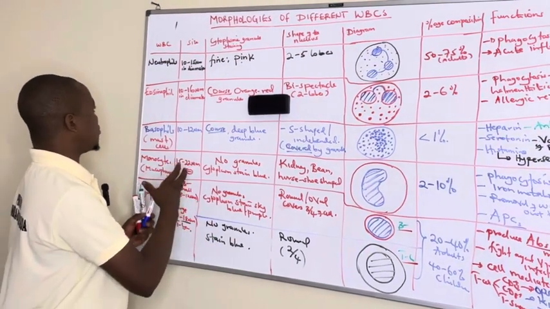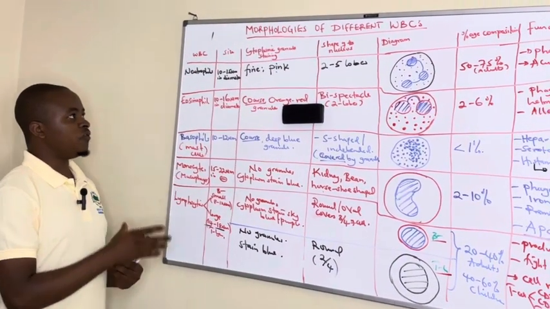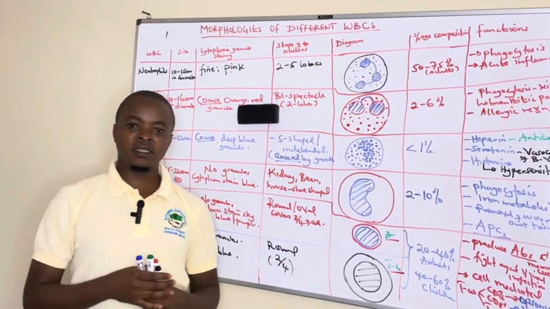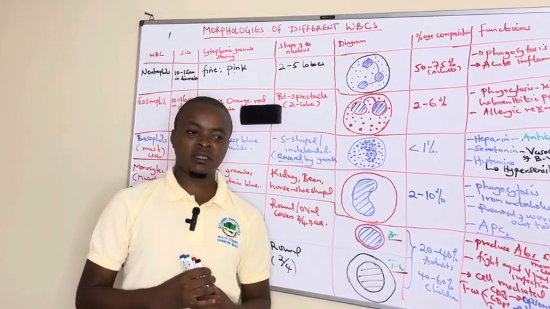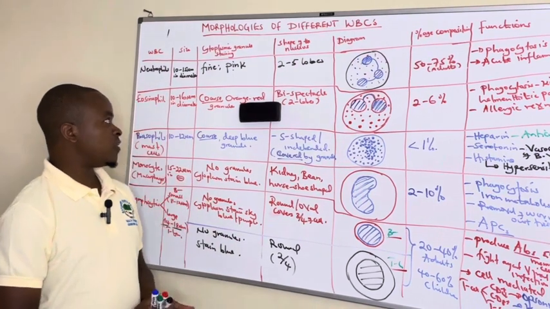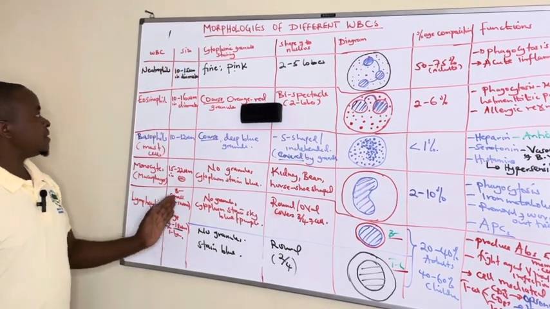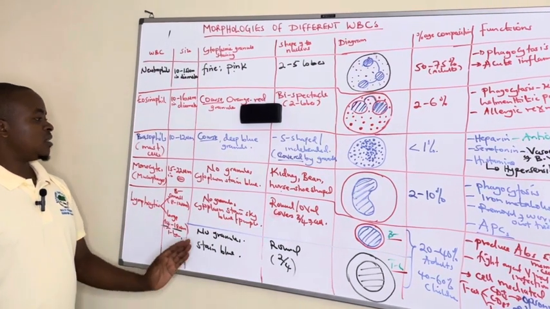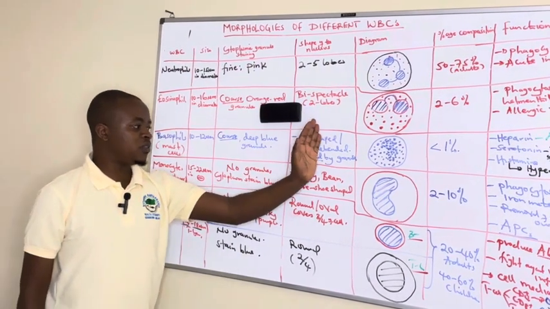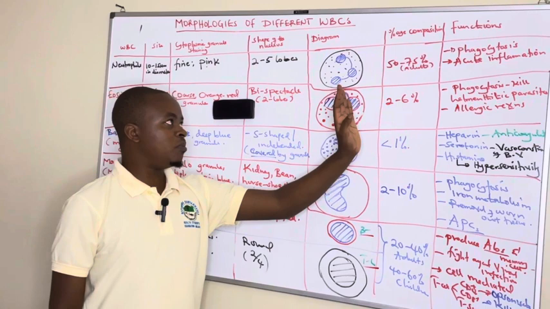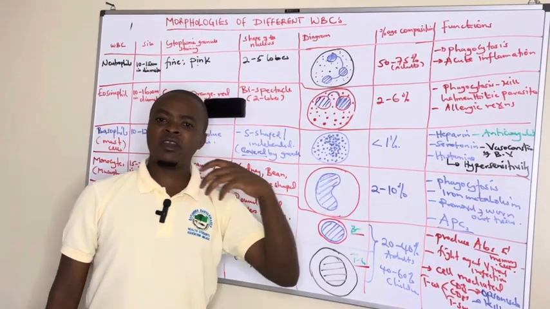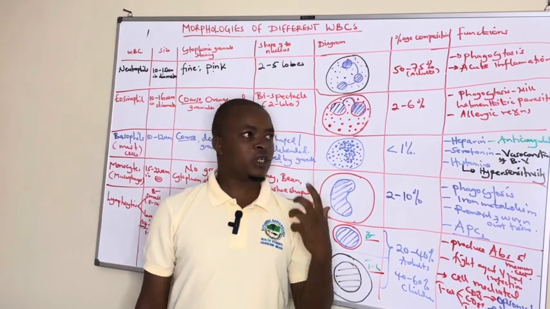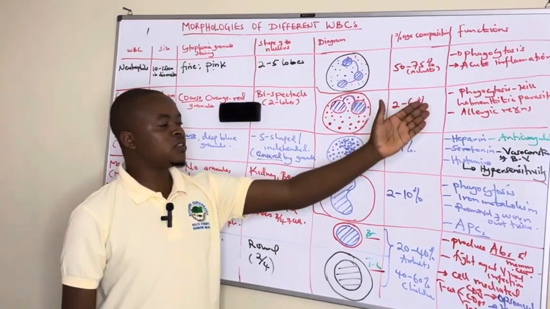So this is what we can discuss about the morphologies of different white blood cells, or what we call leukocytes, as seen in a Romanowsky stained thin film. We have seen the size, the cytoplasmic granules, the shape of the nucleus, the diagram, percentage composition, and function. Whenever you are asked in an exam, this is how we want it to be presented. You should discuss all cells under these headings.